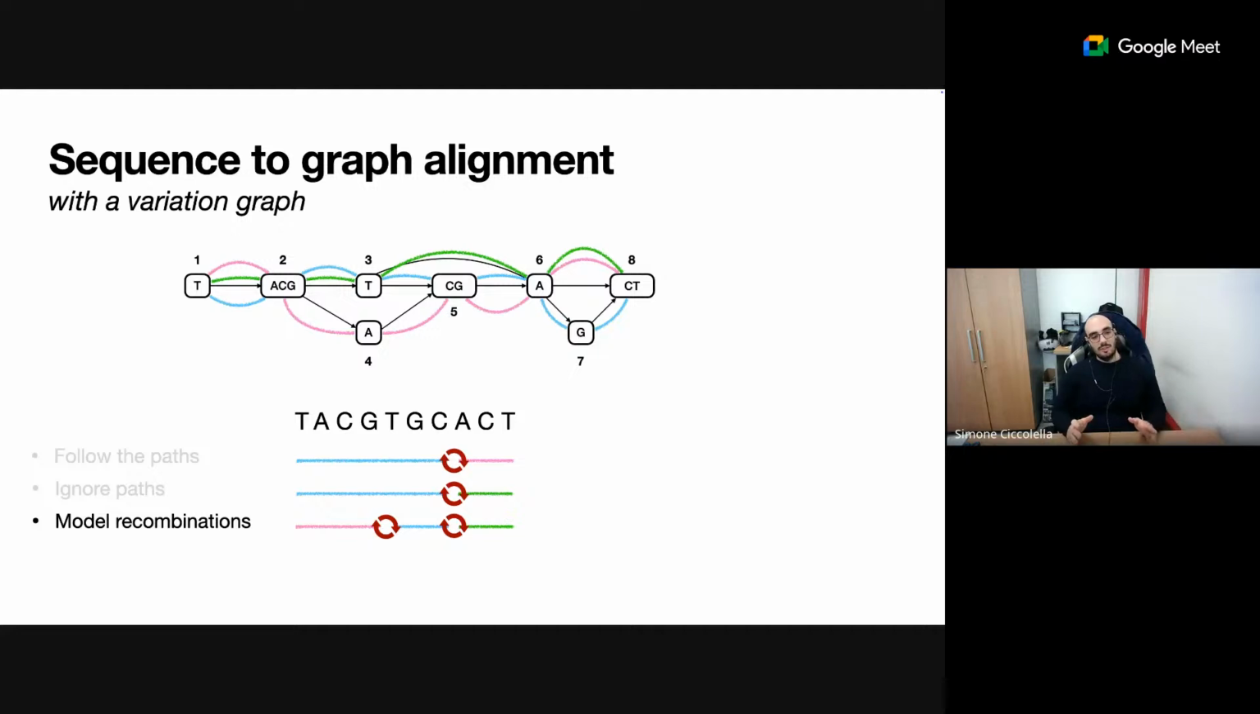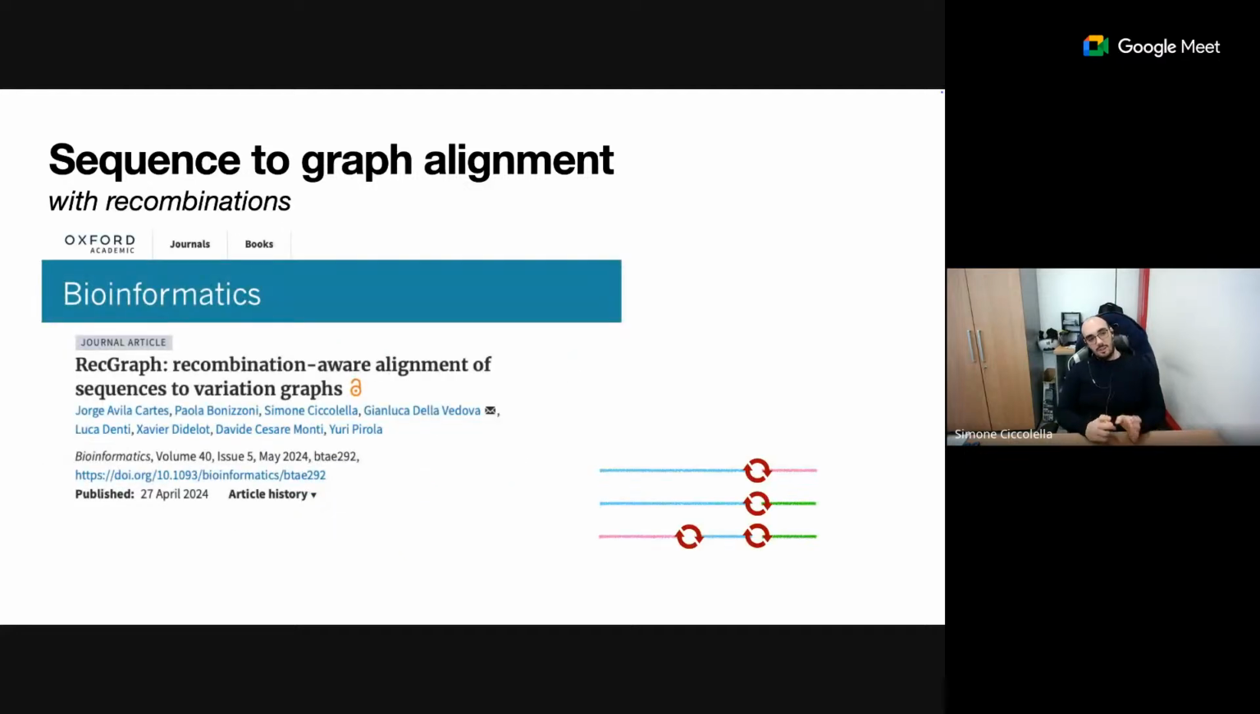Another approach is that, on top of the original sequence-to-graph alignment, we can model recombination. In this case, we would call a recombination moving from one path to another in the graph. And that's what we did in this paper. RecGraph is a recombination-aware alignment of sequences to variation graphs.